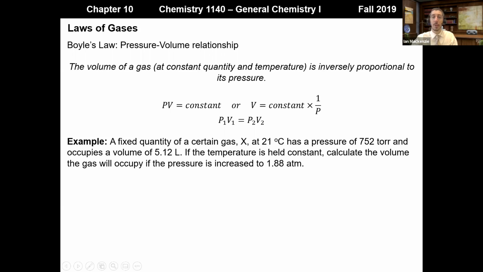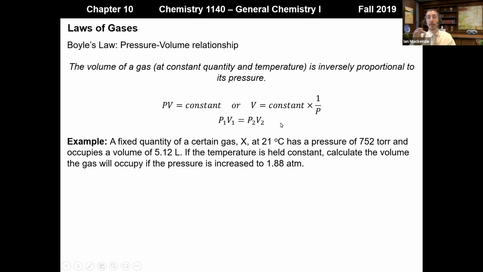We can identify first off what we have. We have pressure 1, that's 752 torr. We have volume 1, that's 5.12 liters. We have pressure 2, that's 1.88 atmospheres, and we're asked to find volume 2. So it's a fairly simple problem.